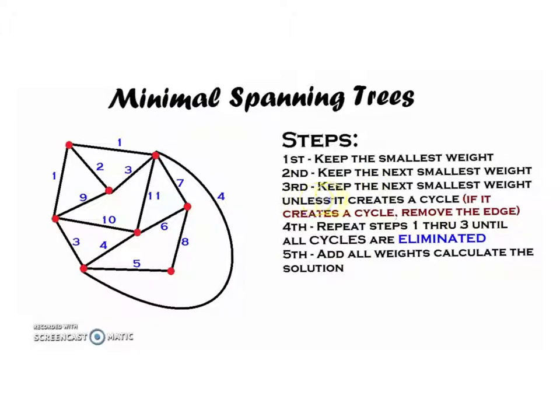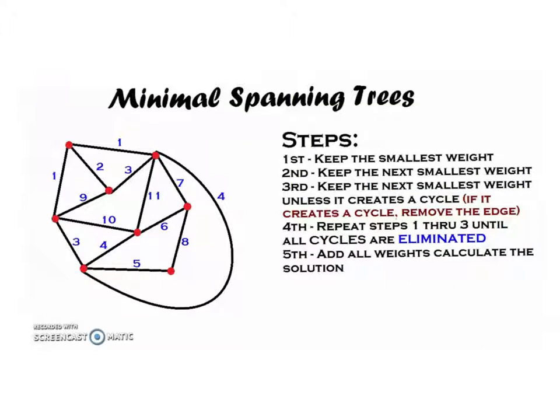Third, keep the next smallest weight unless it creates a cycle. If it creates a cycle, you must remove that edge. And then we need to repeat those steps until all cycles are eliminated. Lastly, we're going to add the weights in order to calculate the solution.